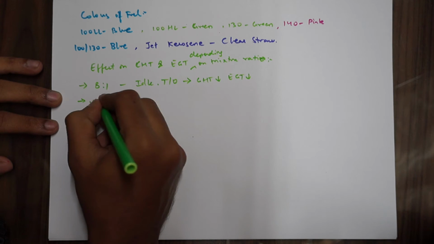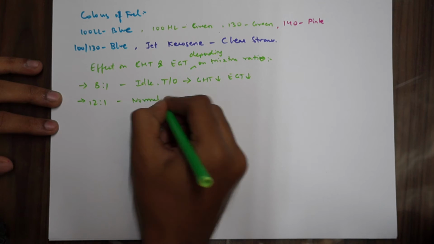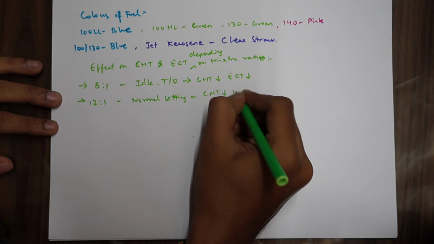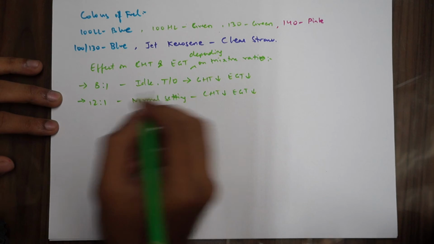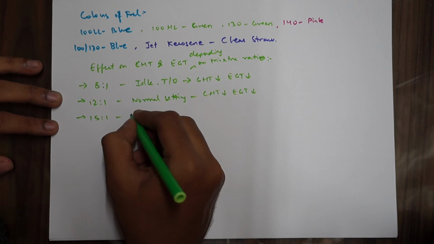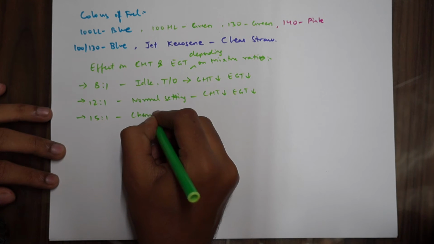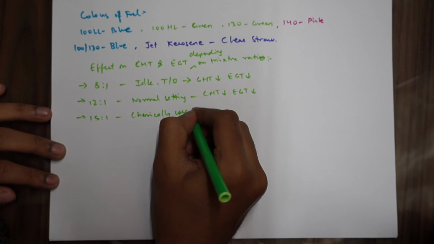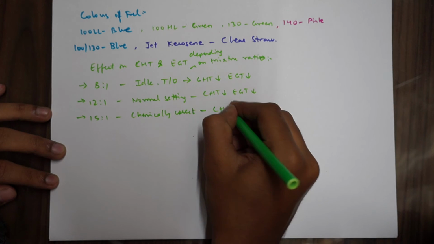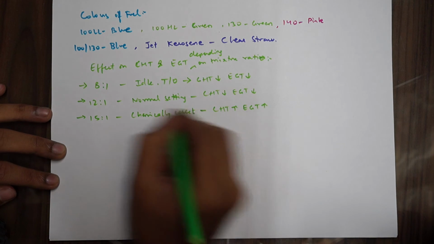Then let's go to 12:1. This is a normal setting for piston engines. In this case, CHT is low, and EGT is low as well. Then there's 15:1, which, if you remember, is the chemically correct mixture. It burns really fast, right? So CHT is high, and your EGT is also high.